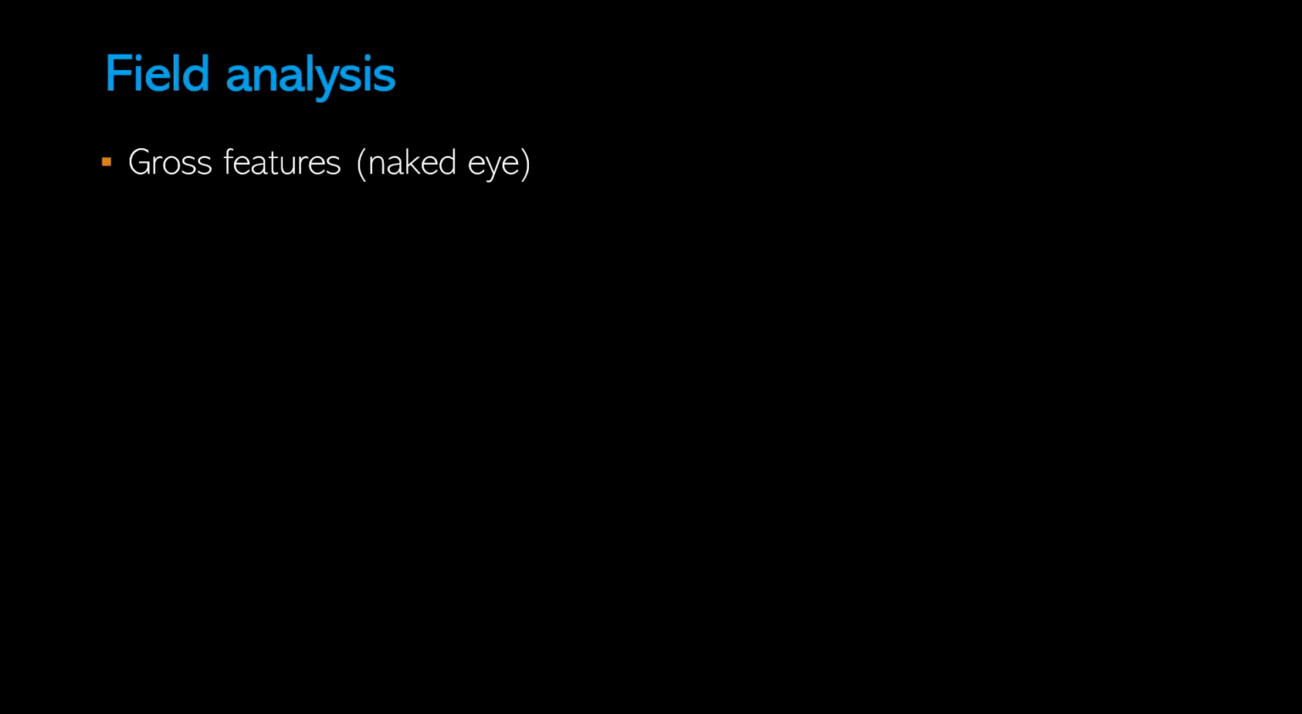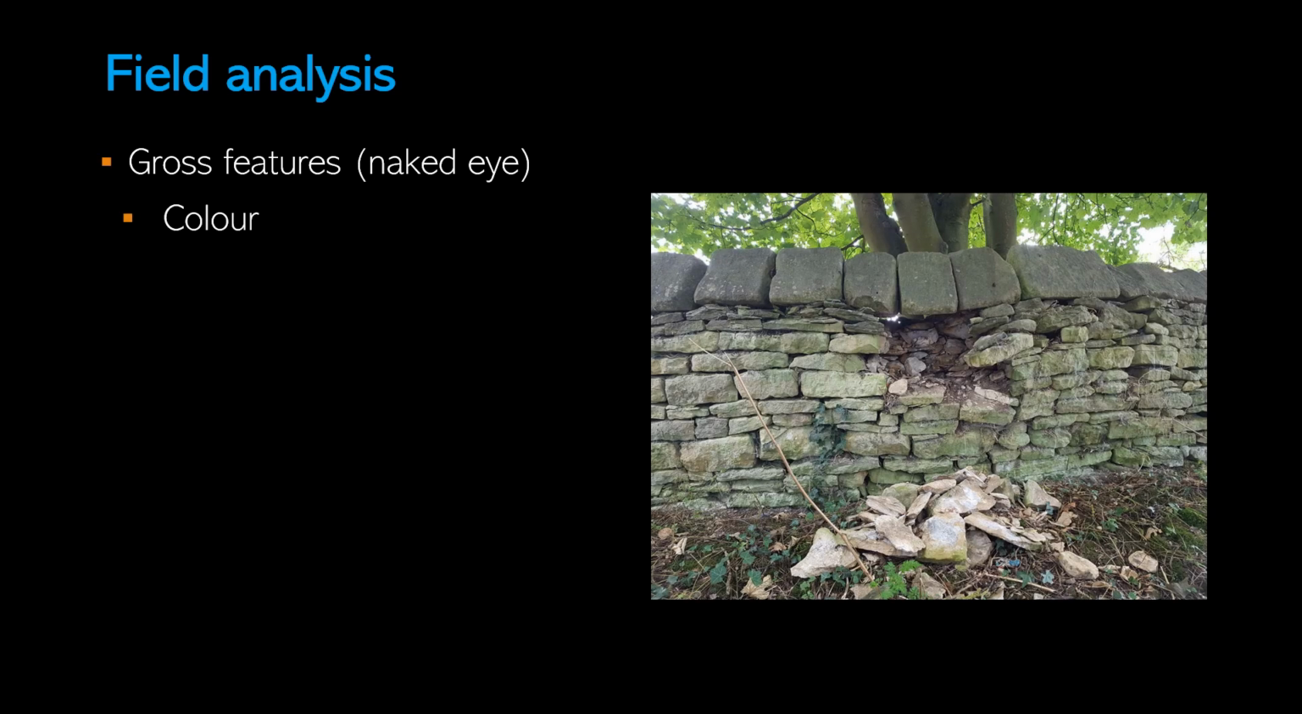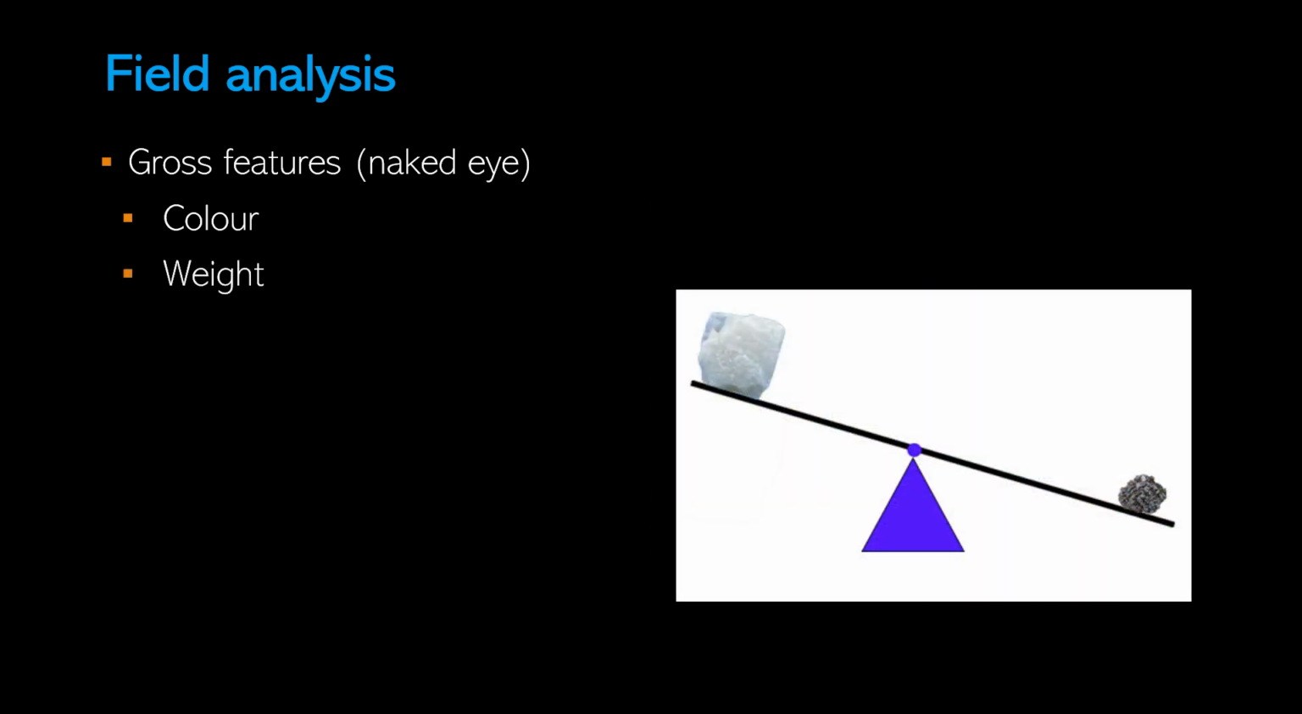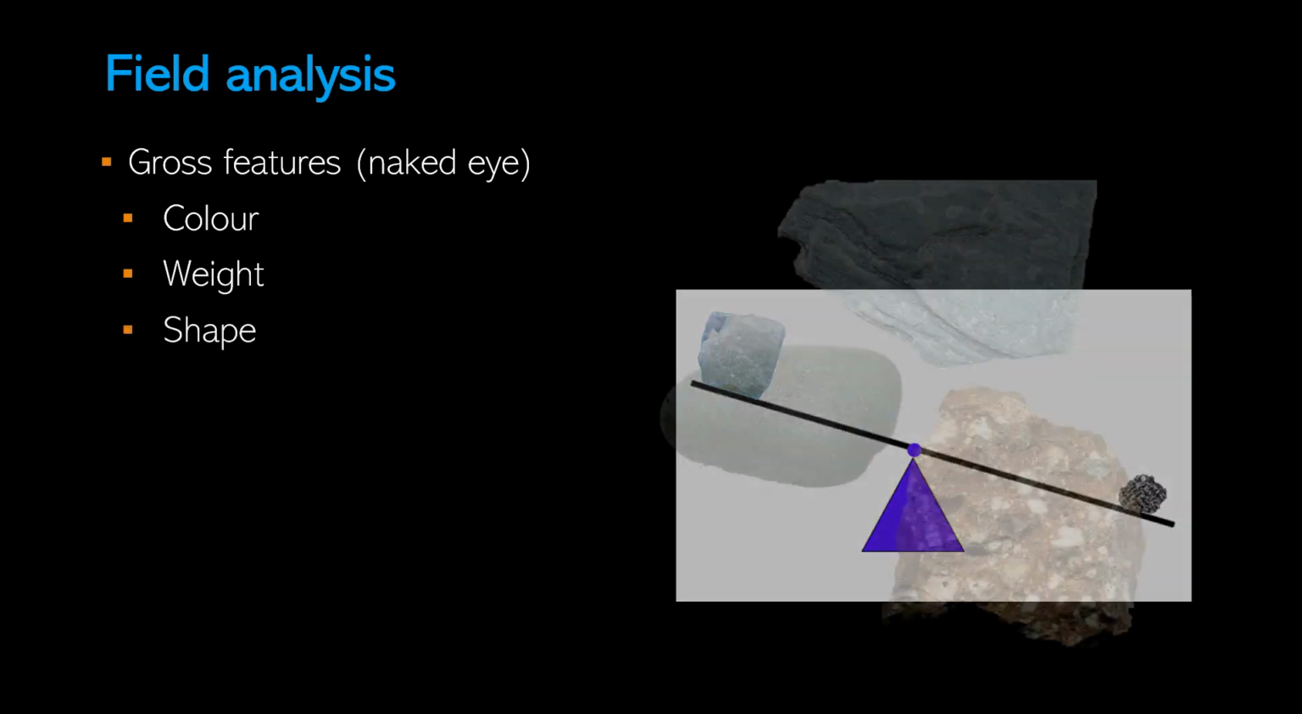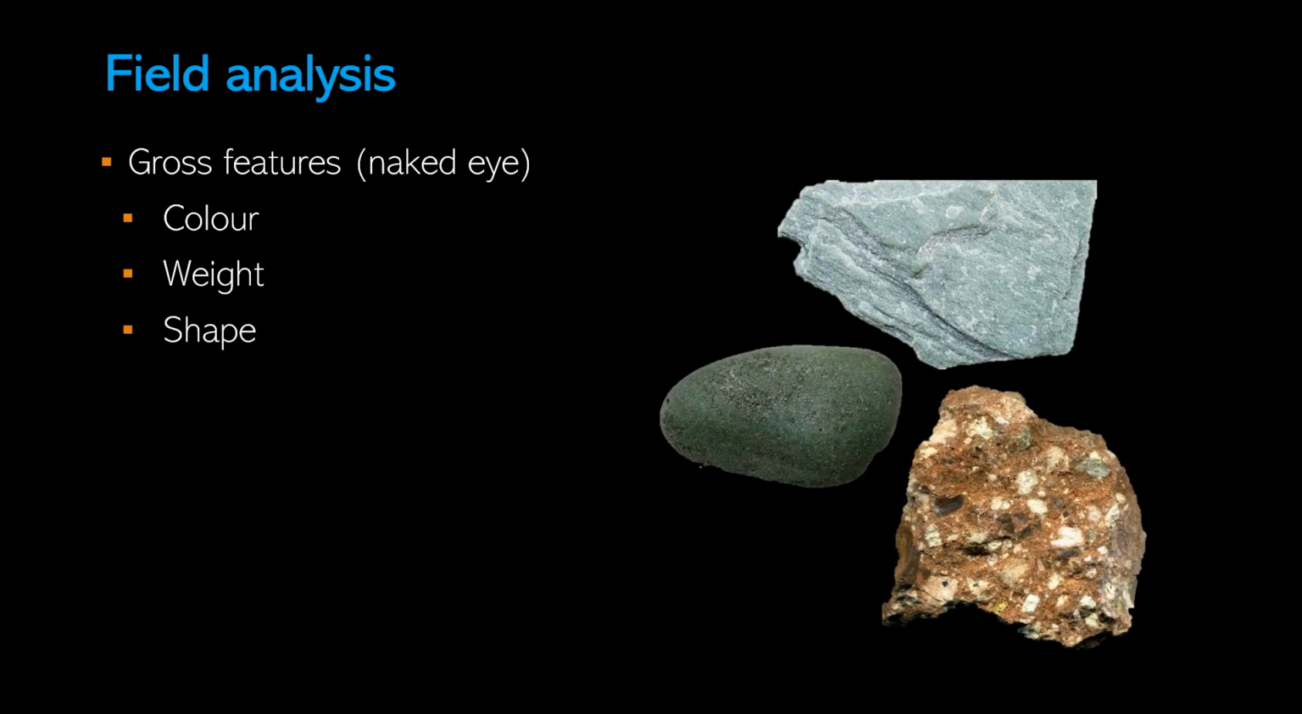Looking at rocks in the field. Features you might be able to see with the naked eye. What color is it? Be careful though. Color is not always a reliable indicator due to weathering. For example, look at the recently collapsed stones in this old Cotswold stone wall. How heavy is it? Does it seem unduly heavy or light for its size? What shape is it? Is it round, angular, irregular, or flat?